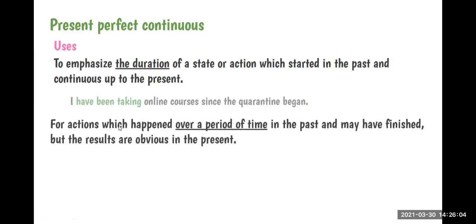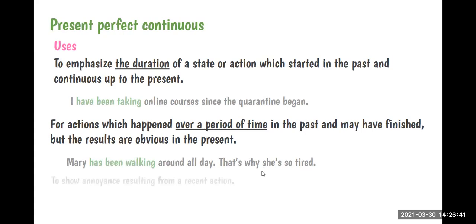Then we have actions which happen over a period of time in the past and may have finished, but the results are obvious in the present. Okay, so this action happened for a period of time in the past. For example, Mary has been walking around all day. That's why she's so tired. As you can see, this is something that happened for a period of time, for all day. Okay? Here we have the result in the present. Okay? She is so tired now.